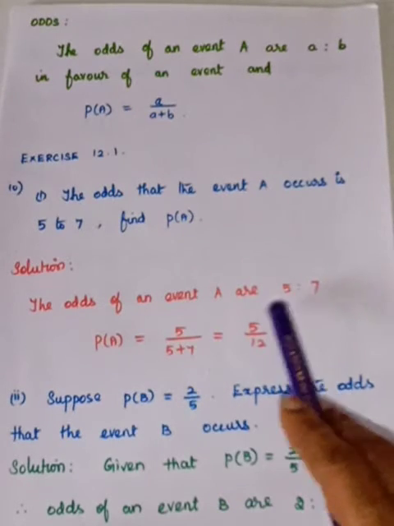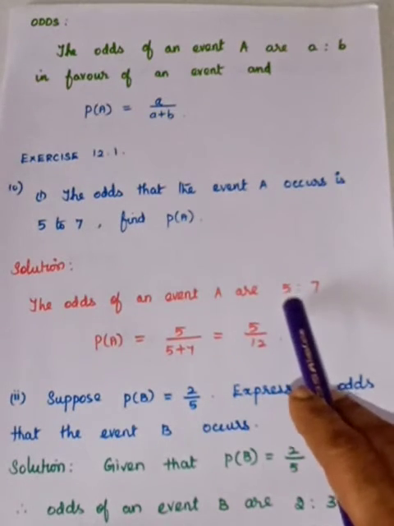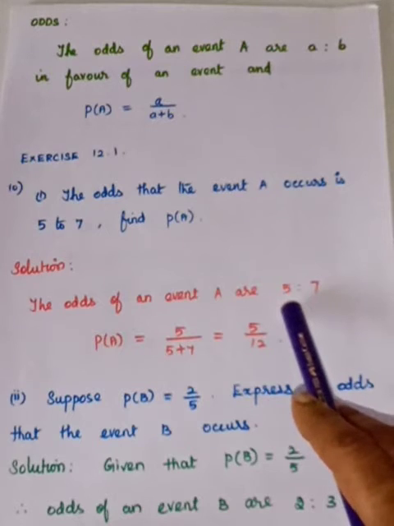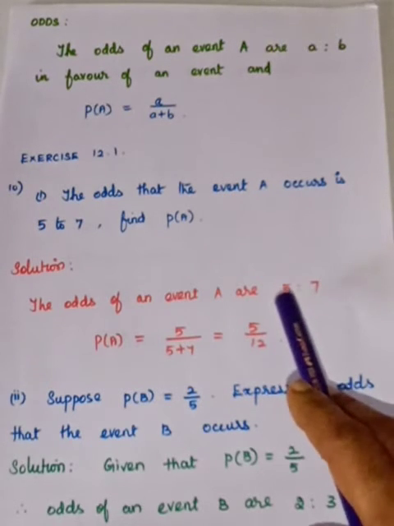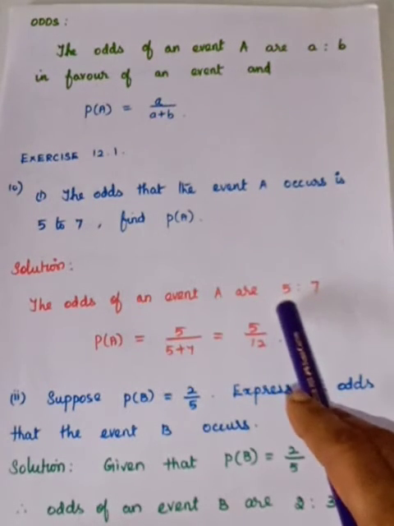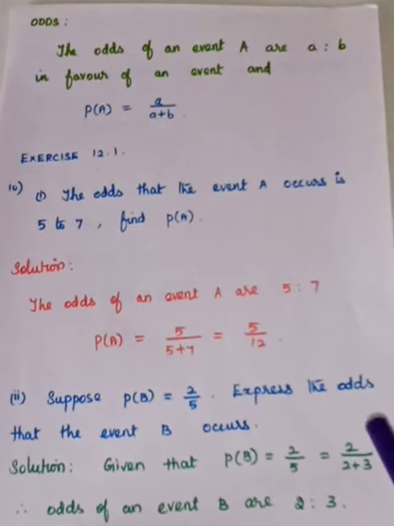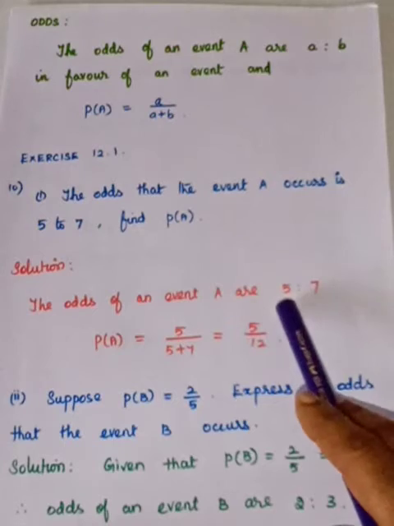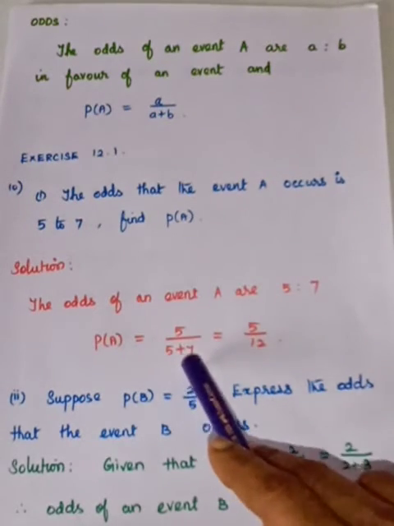So you have to write the number of ways that the event can occur, and you have to write the number of ways that the event can fail to occur. Both you have to write. So therefore it is 5 plus 7. That is your N of S.